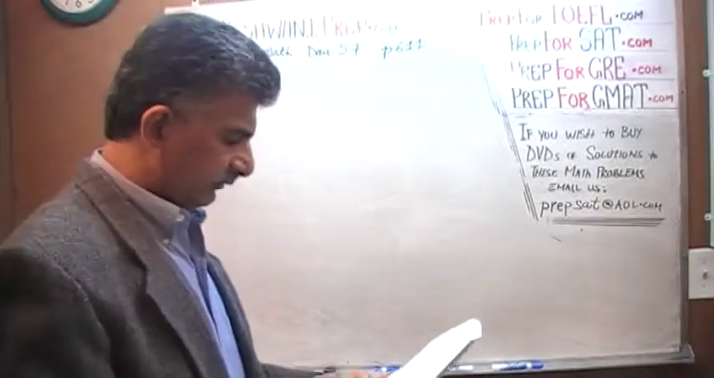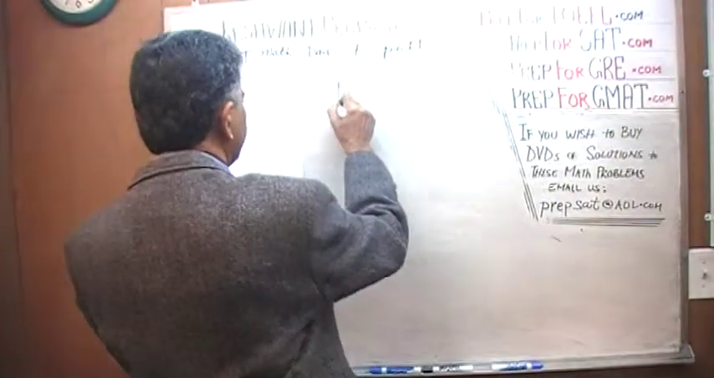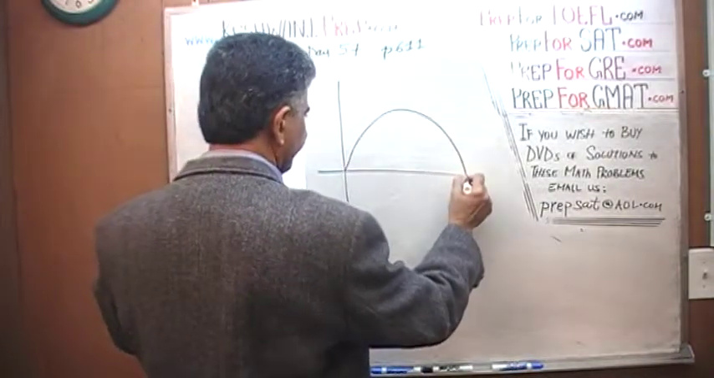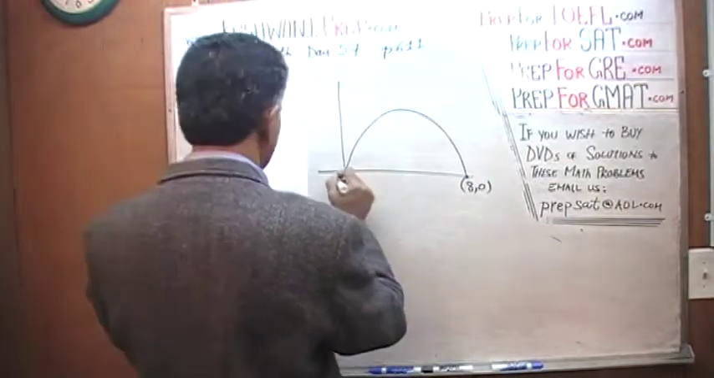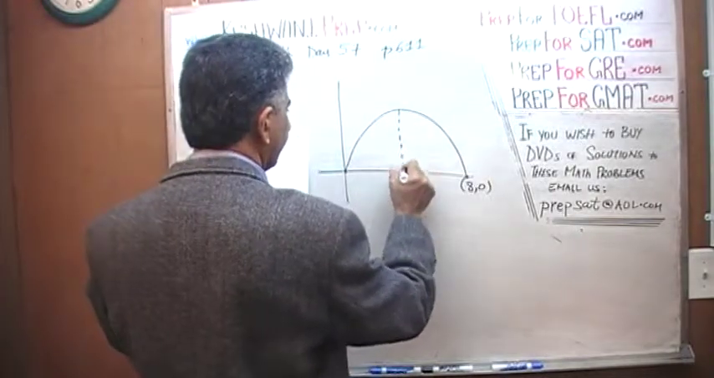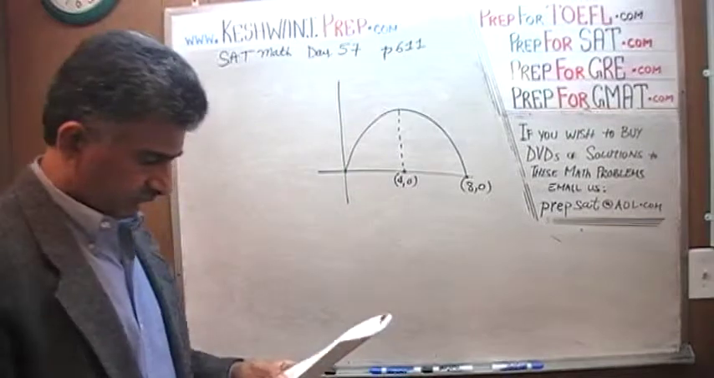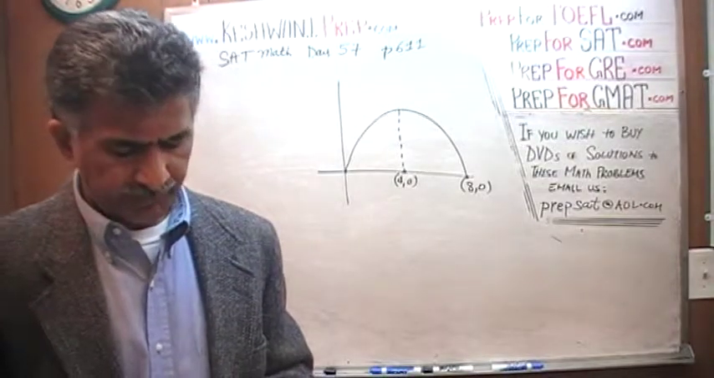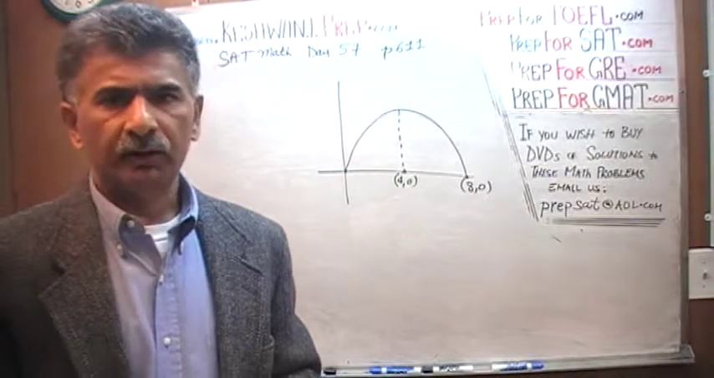In number 8, we are given a semicircle which goes all the way from 0 to 8. This is 8, 0. And of course, this is 0, 0. And the midpoint is right here, 4, 0. Let's see what the question is asking. Which of the following are the x coordinates of two points on this semicircle whose y coordinates are equal?